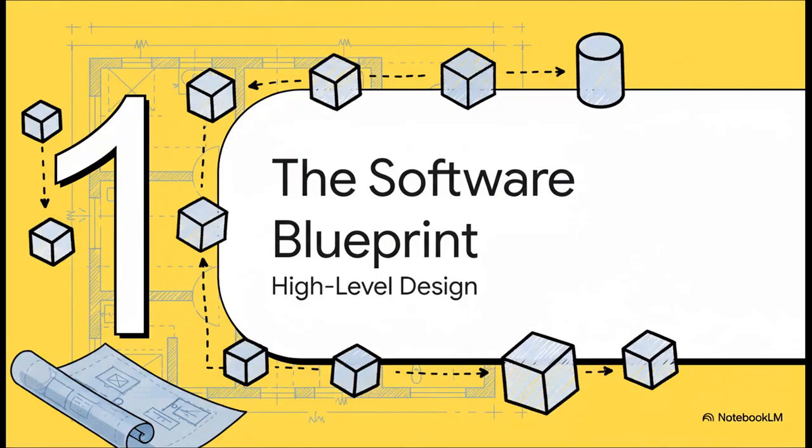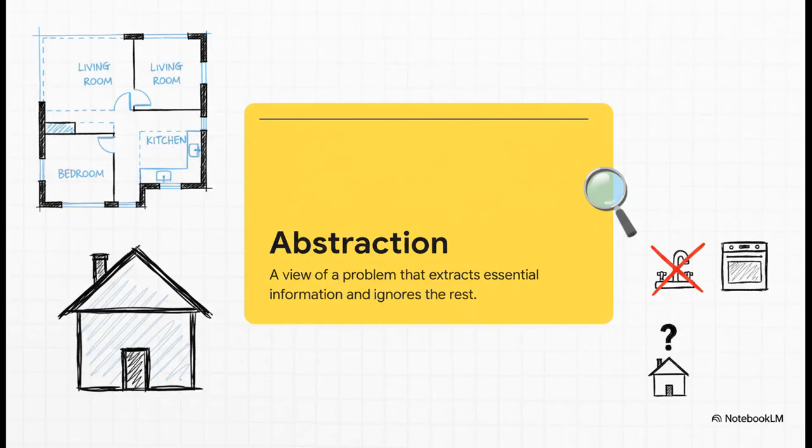Okay, so every good project, every sturdy building, starts with the blueprint. In the software world, we call this the high-level design. This is the big picture, the master plan for the entire structure, and it's decided way before a single line of code is ever written. A really key concept right at this stage is something called abstraction.